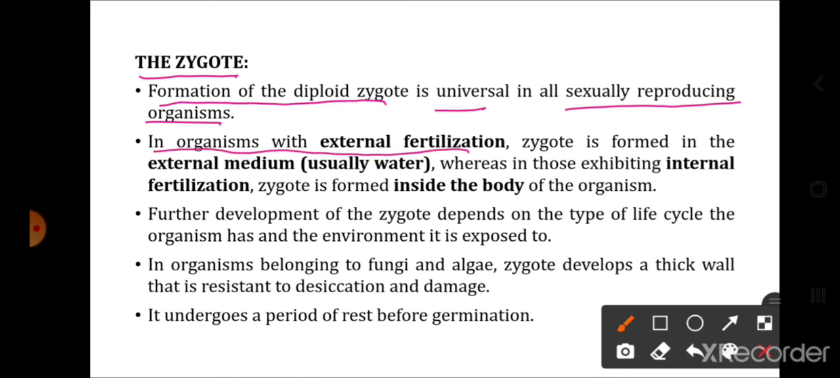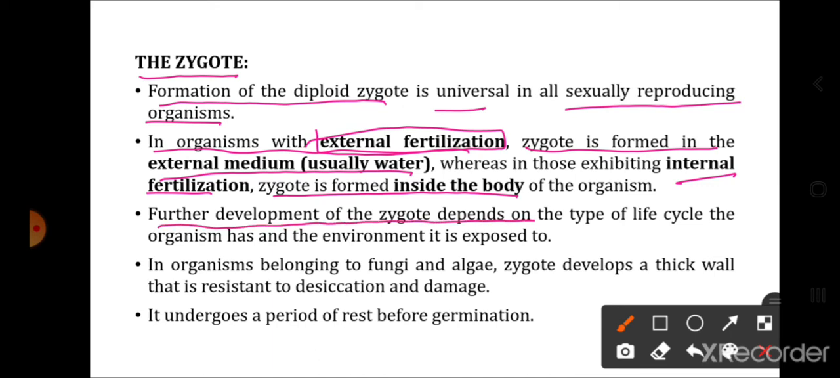In organisms with external fertilization, if the fertilization has taken place in the external medium, of course, the zygote will also be formed in the external medium. Whereas the organisms which have undergone internal fertilization, in them the zygote will be formed inside the body of the organism. So, the zygote is formed in the external medium, usually water, in organisms exhibiting external fertilization, whereas in those exhibiting internal fertilization, the zygote will be formed inside the body.